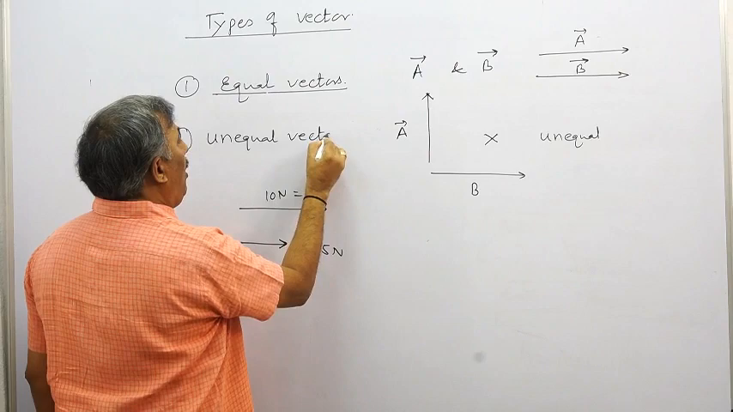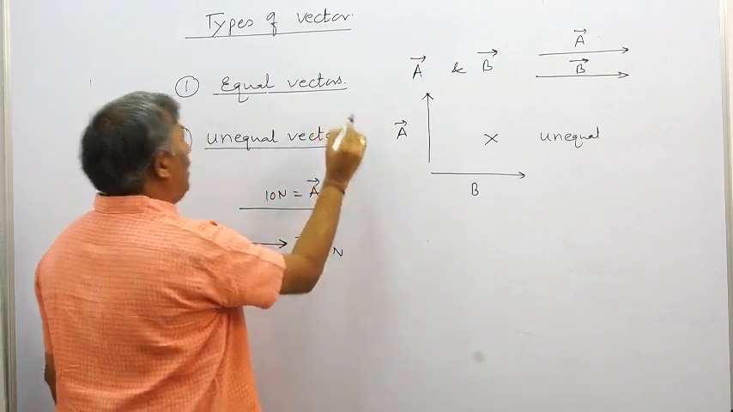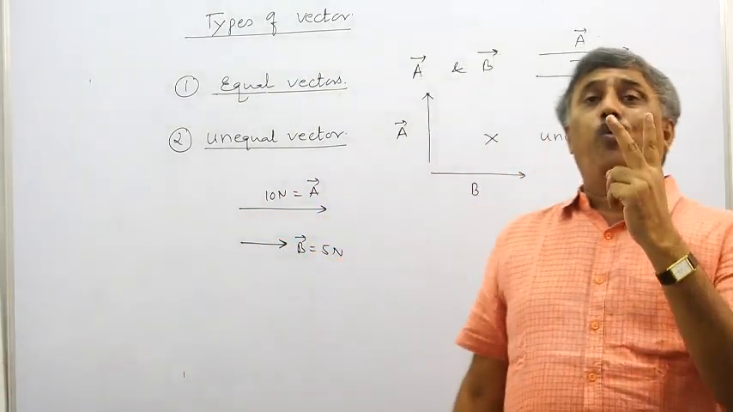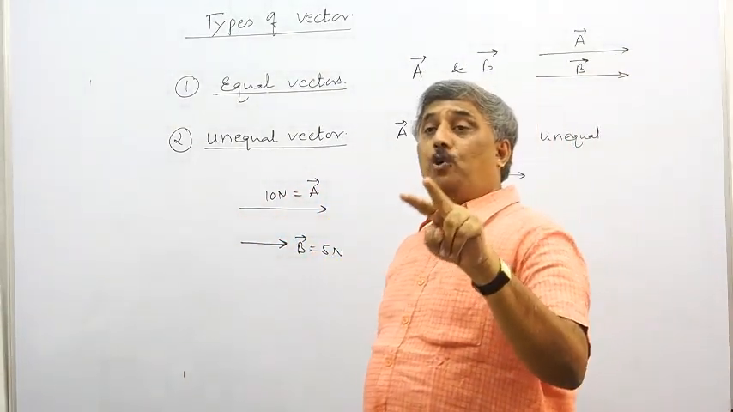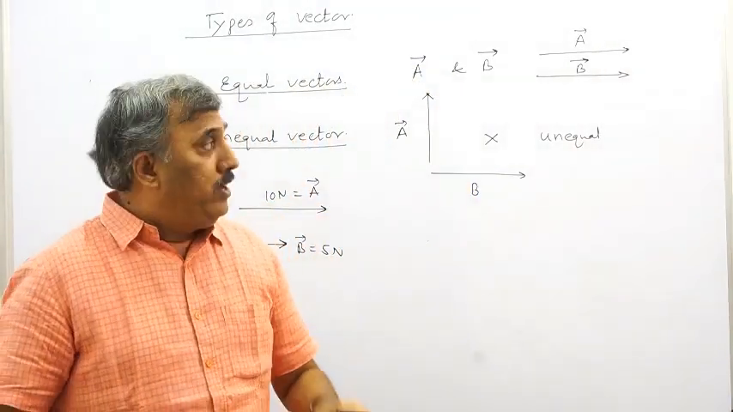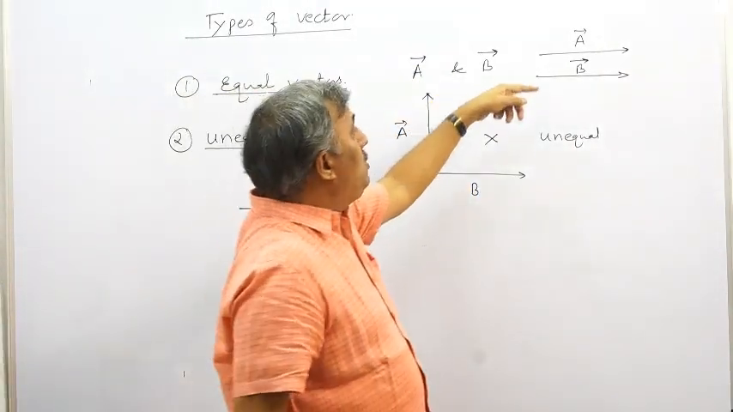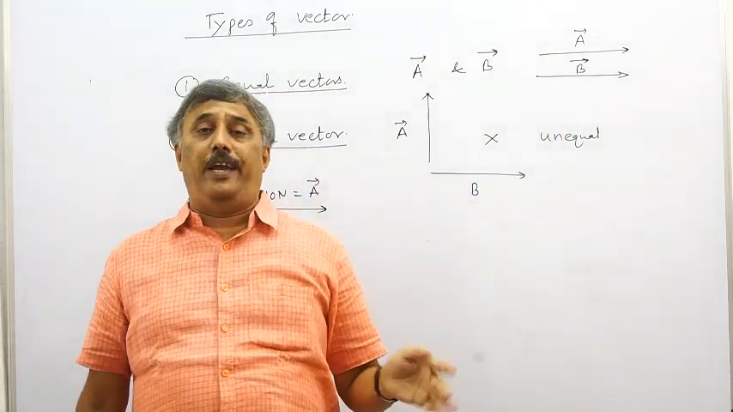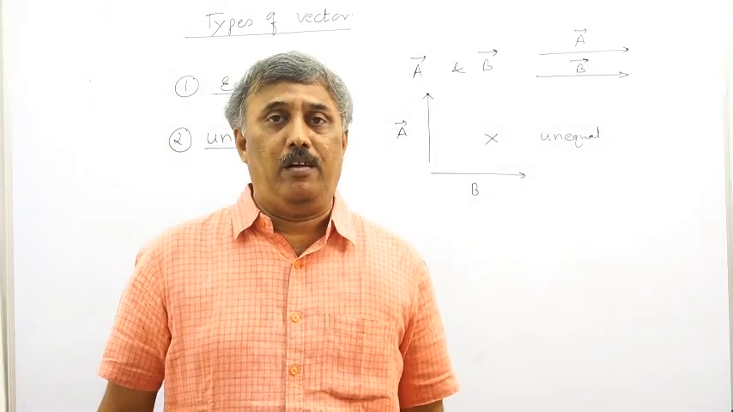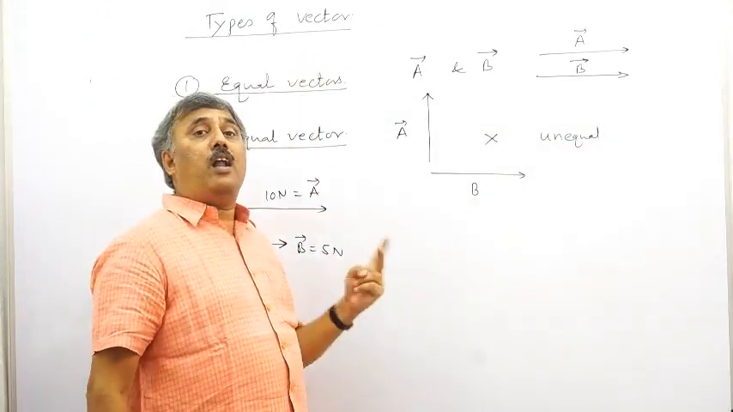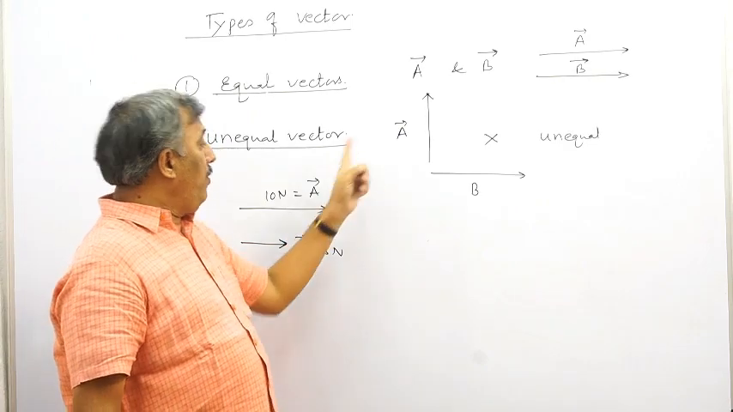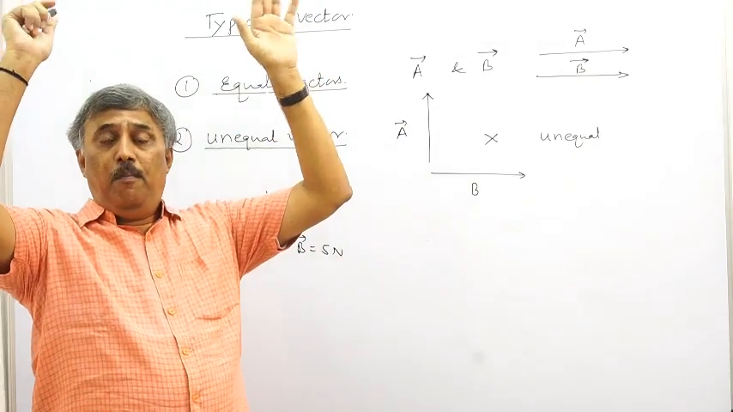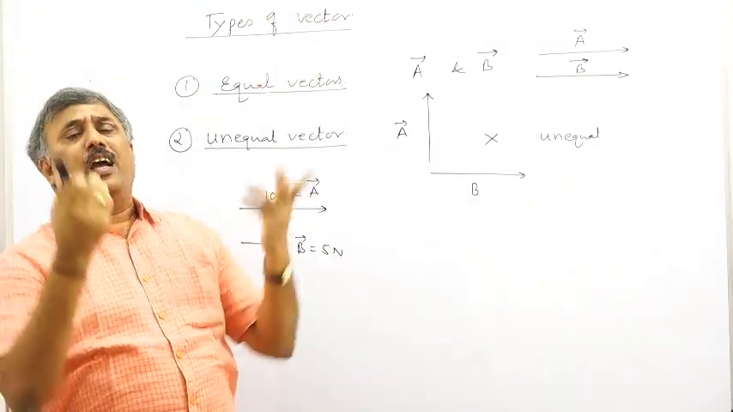In a single line, I will define: two vectors are said to be equal vectors if they possess the same magnitude and the same direction. If both are the same, they are equal vectors. But two vectors are unequal if they have different magnitude or different direction or both are different.